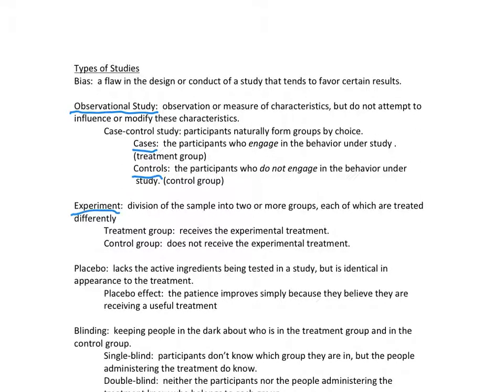In an experiment, instead of case control, you still have a division into two groups, a treatment group and a control group. The difference is in the treatment group, you are actually doing something to the people that you're not doing to the control group. And in this case, you don't pick which group you're in. You get assigned a group, usually randomly, and you may or may not know whether you're getting the experimental treatment or if you're just being treated normal.